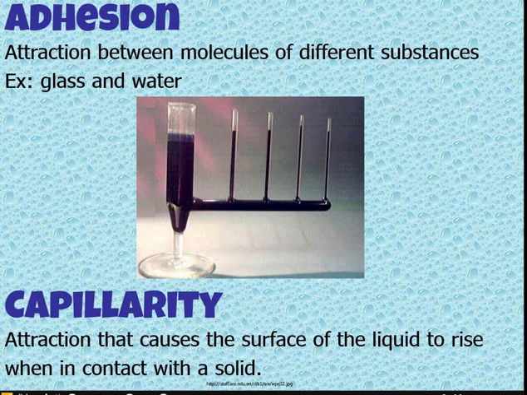It's called capillarity. Capillarity is the attraction that causes the surface of the liquid to rise when in contact with a solid. So you can see in the photograph these different diameter tubes. The water climbs up different diameters. The water is attracted to the glass itself, and it pulls up. Because it's also attracted to the other water molecules, it lifts its neighbors as it tries to creep up the wall of the glass. It can only creep up so high though before gravity starts to hold it down.